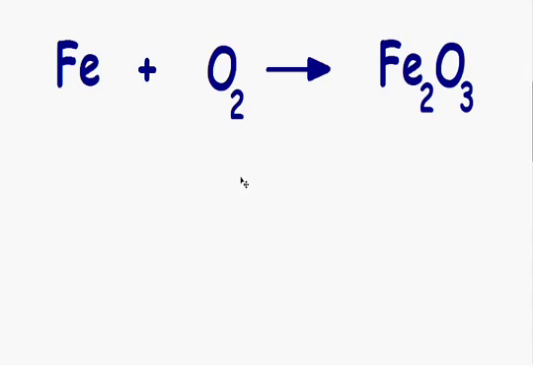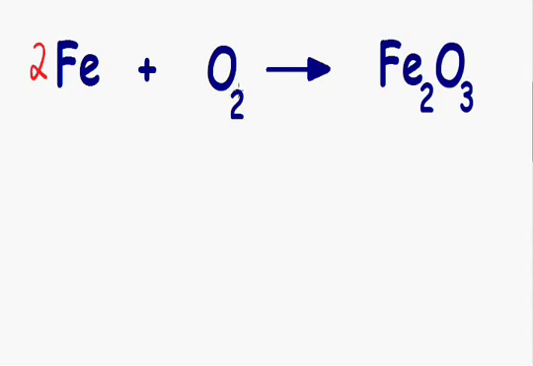So let's get started right away and start balancing this equation. So first, let's start with the iron. We need to have the same number of iron on the left-hand side as we do on the right-hand side. So notice on the left-hand side we have 1 atom of iron, and on the right-hand side we have 2 atoms of iron. So since we need to make them equal, I'm going to put 2 molecules of iron on the left-hand side.